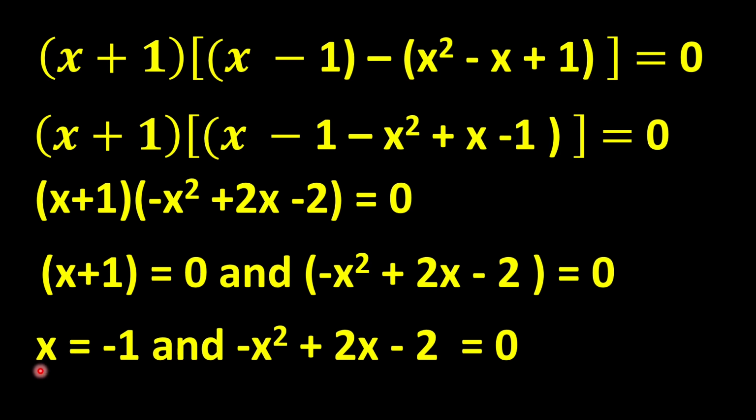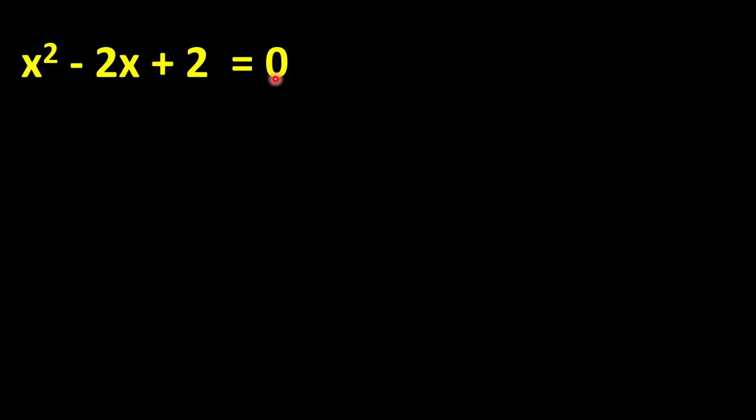So one value of x equals minus 1. So x is equal to minus 1. And now if we look over here, we will multiply by minus on both sides to make this minus as plus. After multiplying by minus on both sides of the equation, this will become positive x square, and this positive will become negative, so this will become minus 2x, and this minus 2 will become plus 2 equals 0. So overall this equation will become x square minus 2x plus 2 equals 0.